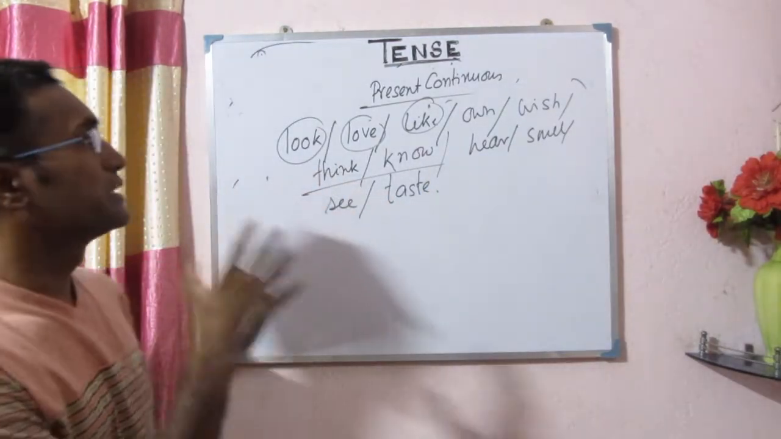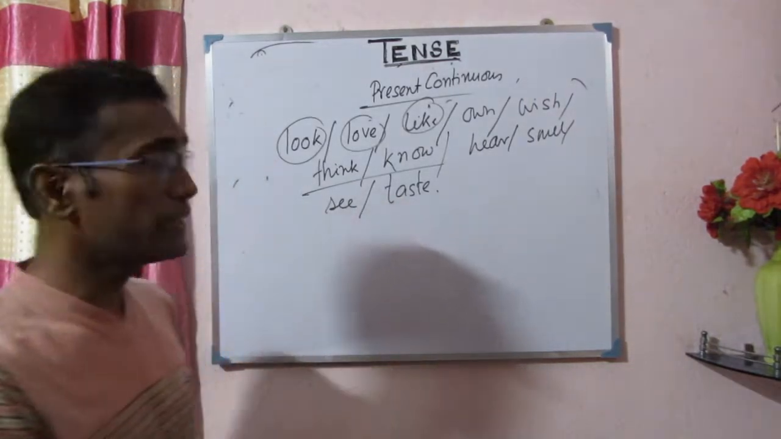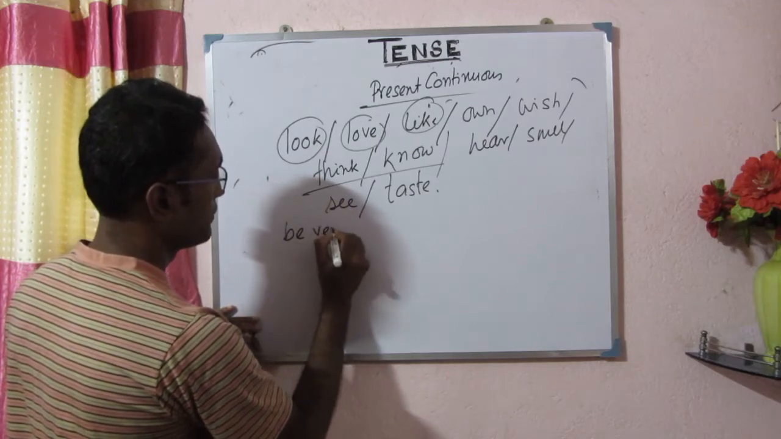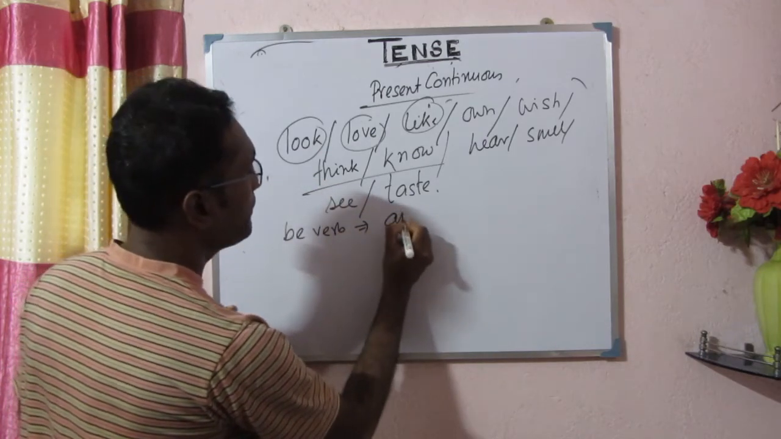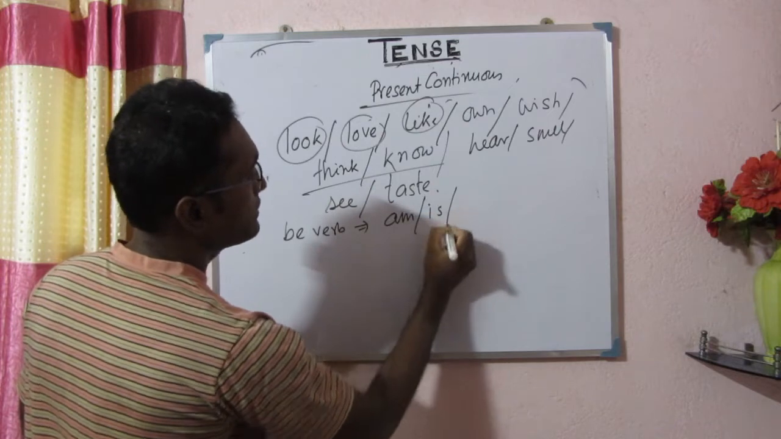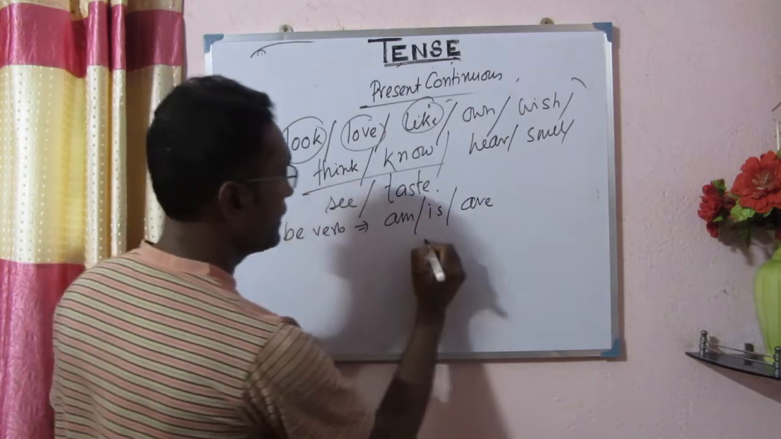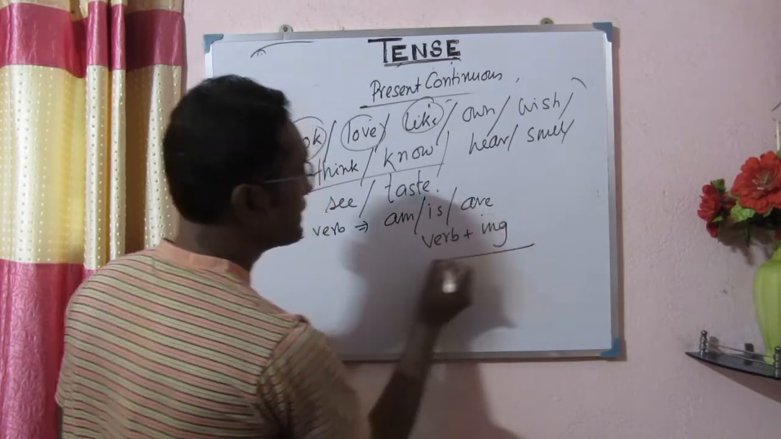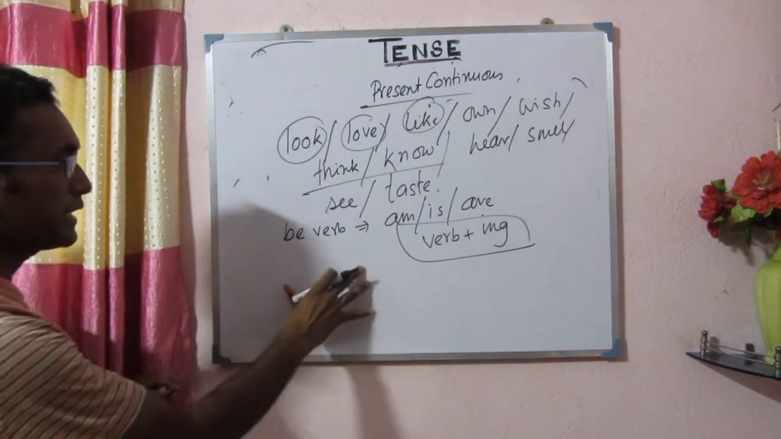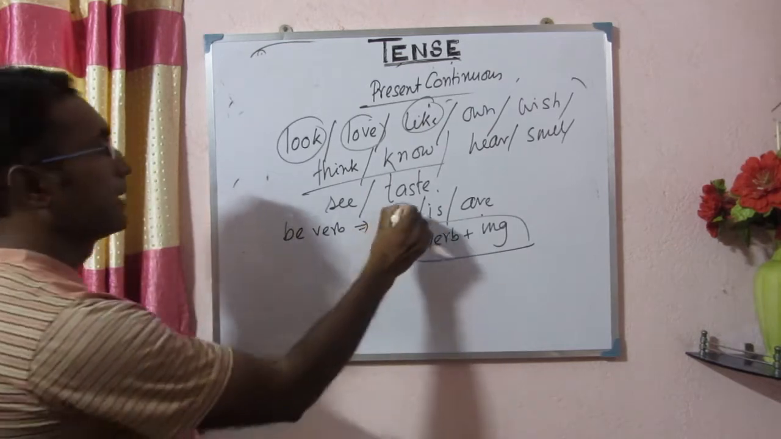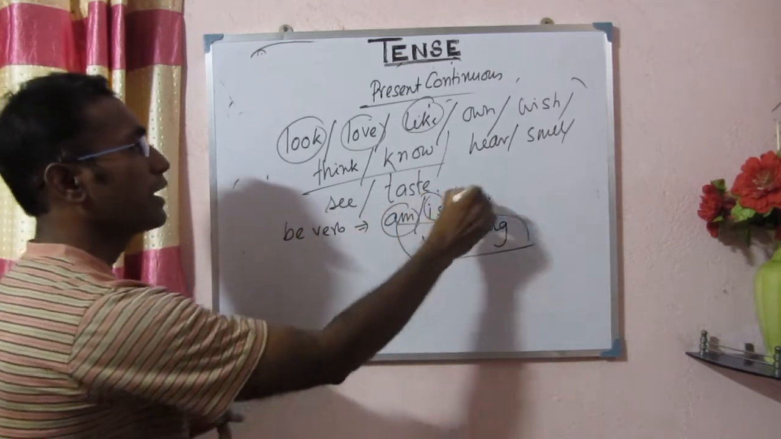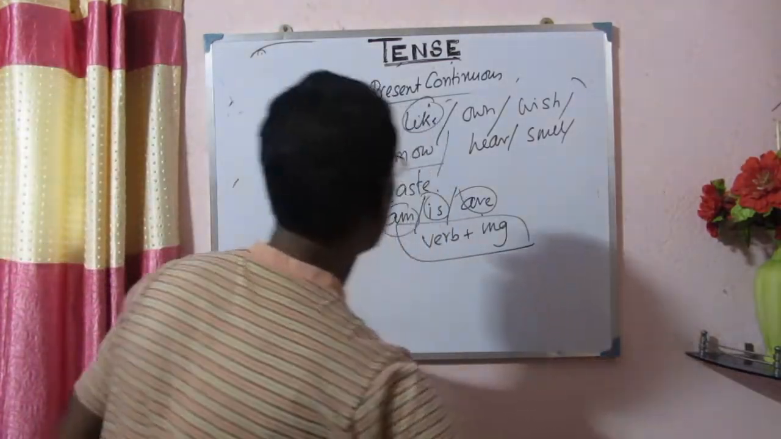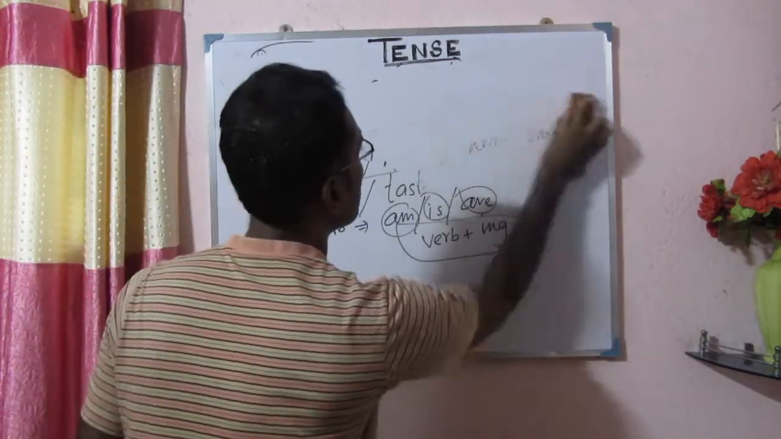So this is your present continuous tense. And what's the rule of it? The rule is that you have to use a be verb. What are they? Am, is, are, and verb plus ing. This is your rule. So subject plus am, is, are. I takes am, singular takes is, plural takes are, and then verb plus ing. This is the form of present continuous tense.